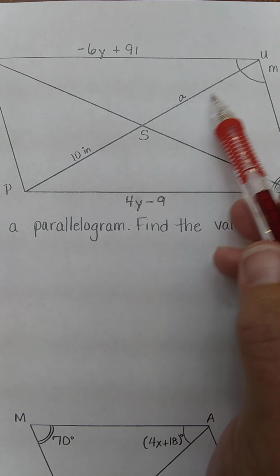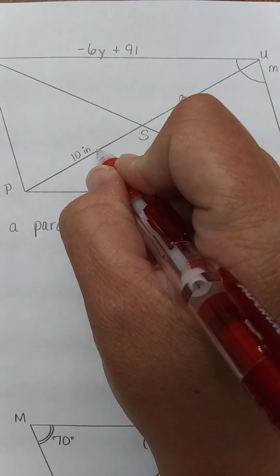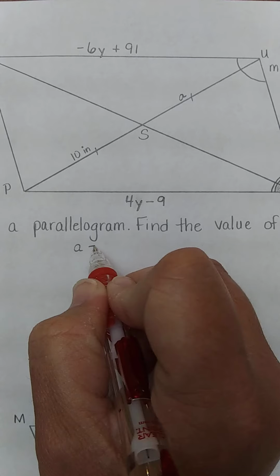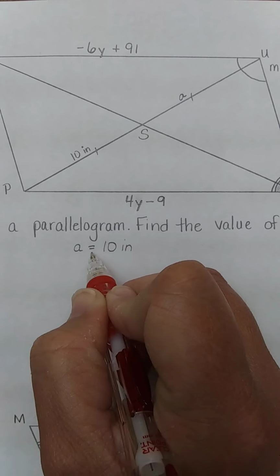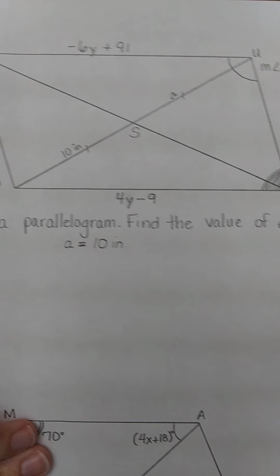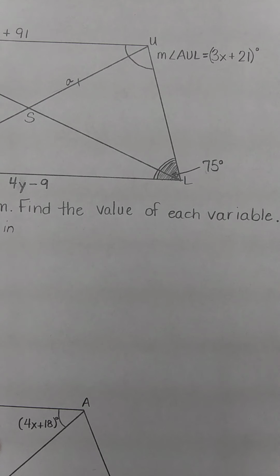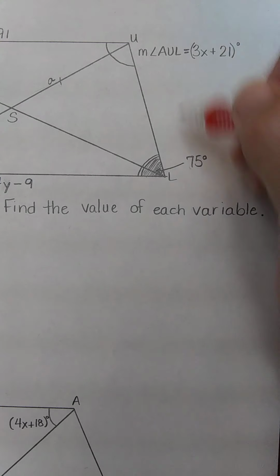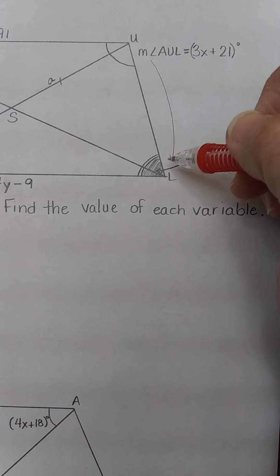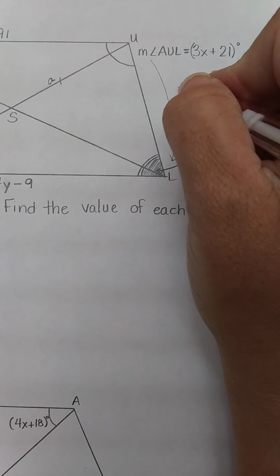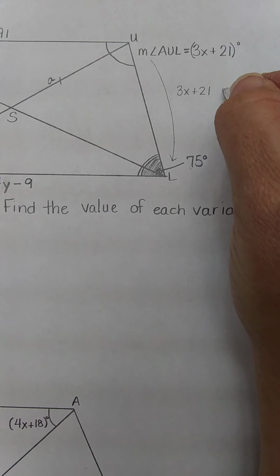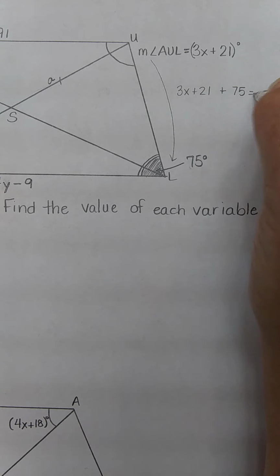Since it is a parallelogram, then I know the diagonals bisect each other, so I know that this and this will have to be congruent to one another. So therefore, I know that A is 10 inches. Because I was told it is a parallelogram, then let's look for X. So I know that these two angles right next to each other, not opposite, but right next to each other, are going to need to add to 180. So I know that 3x plus 21, which was the angle up here, plus 75 will need to add to 180.